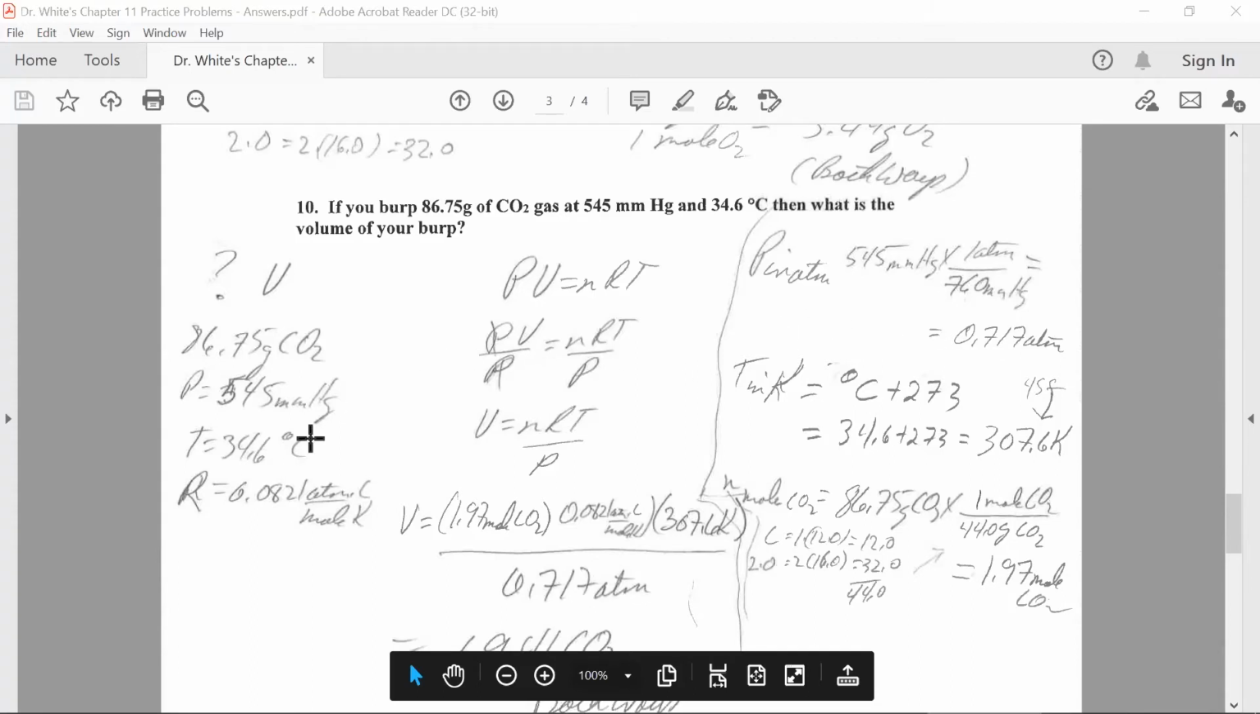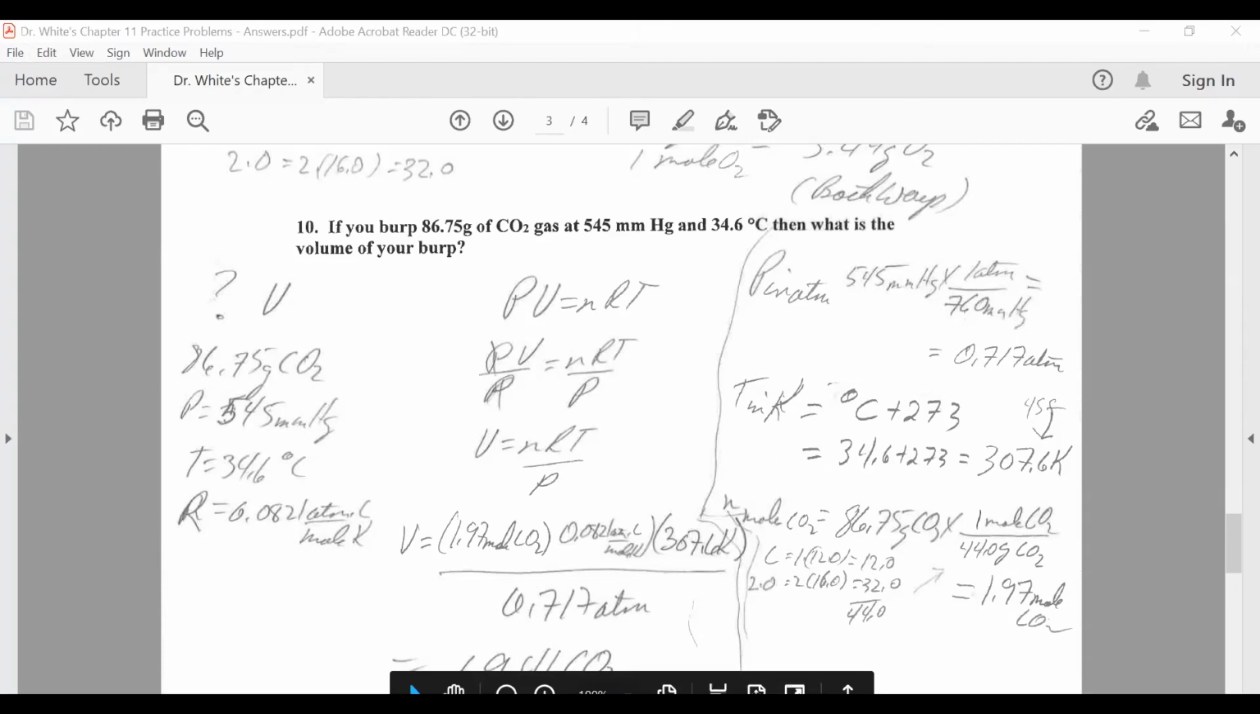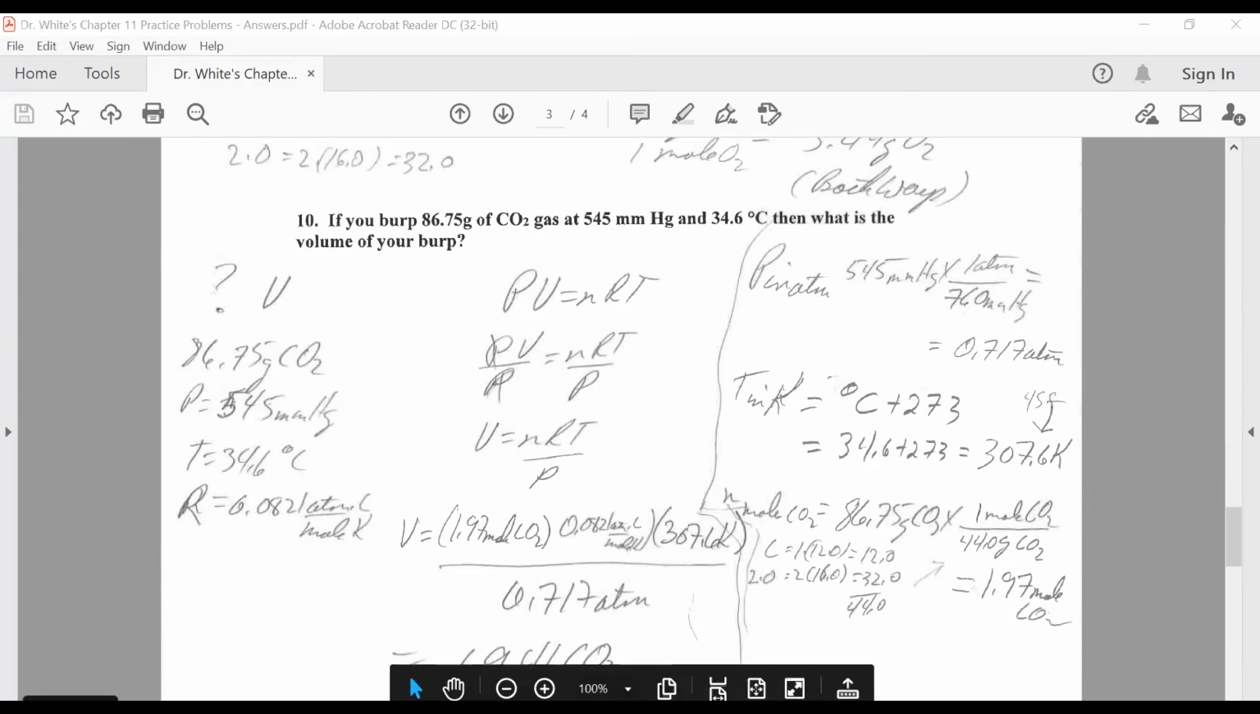Common mistake, students put in millimeters when they're doing the calculation here. It's wrong. Next, temperature has to be in Kelvin. Yeah, I've been talking about it so much. Let me do something right now.